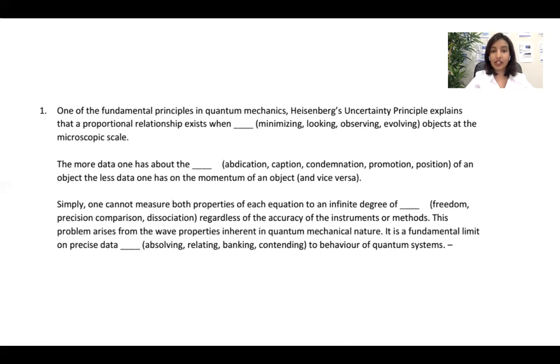This is the reason why I'm asking you to read the entire paragraph, because sometimes the answer for one particular blank could be the same word which you could find in the passage somewhere else. So always read the entire paragraph to get clues from it, also to get a proper understanding of the contextual clues. And the last one, it is a fundamental limit on precise data dash to behavior of quantum systems. Very simple one. I think you should be able to answer it correctly. The correct answer is relating to behavior of quantum systems. So the correct answers here are observing, position, precision, and relating.